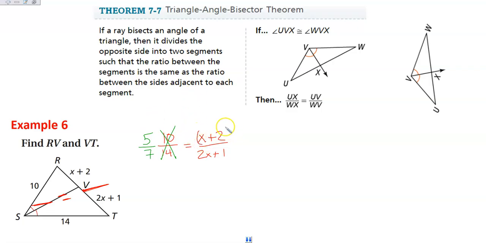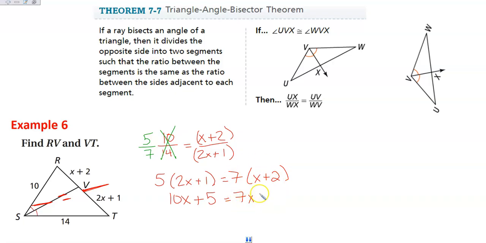Again, guys, anytime you have binomials in your proportion, take a half a second and put parentheses around it. So then when we cross multiply, we're going to get 5 times (2x plus 1) is equal to 7 times (x plus 2). Remember, we distribute, so 5 times 2x is 10x. And 5 times 1 is 5. 7 times x is 7x. And 7 times 2 is 14.